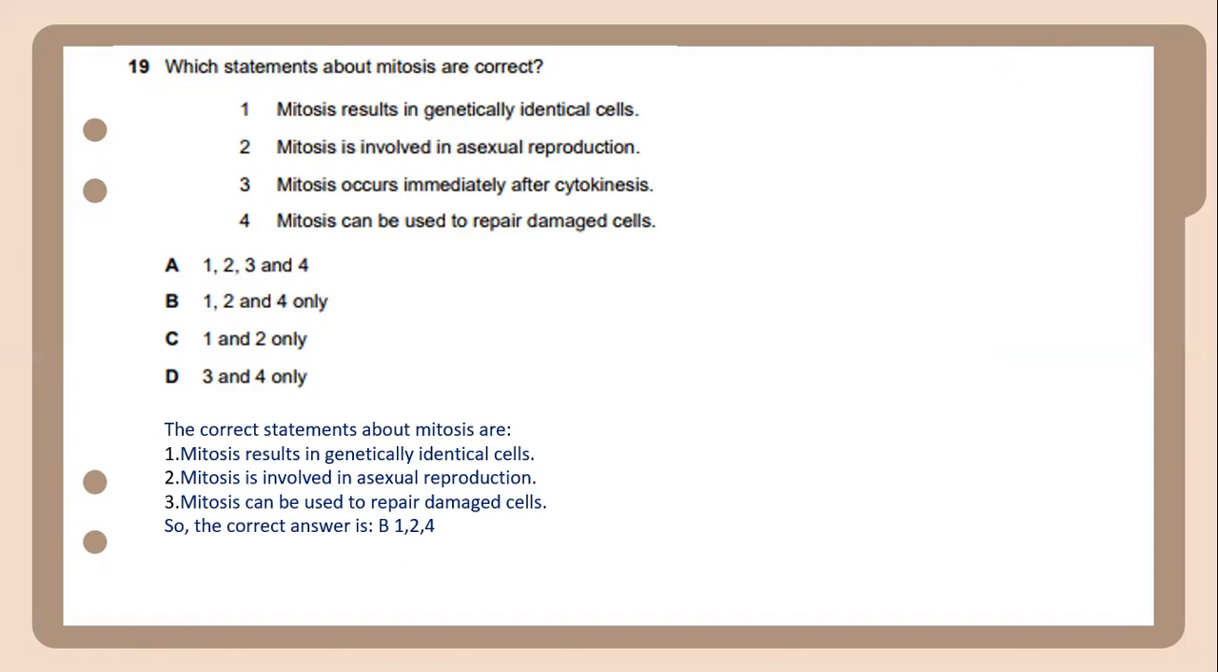Which statements about mitosis are correct? Mitosis results in genetically identical cells. Mitosis is also involved in asexual reproduction, and mitosis can be used to repair damaged cells. The answer will be 1, 2, and 4.